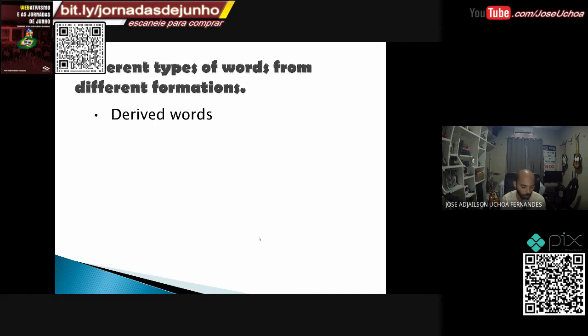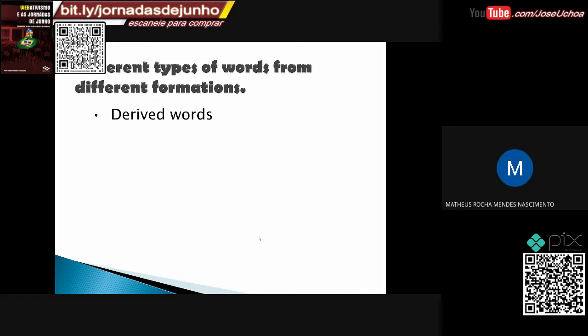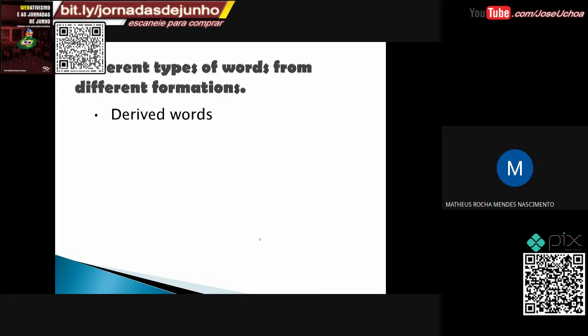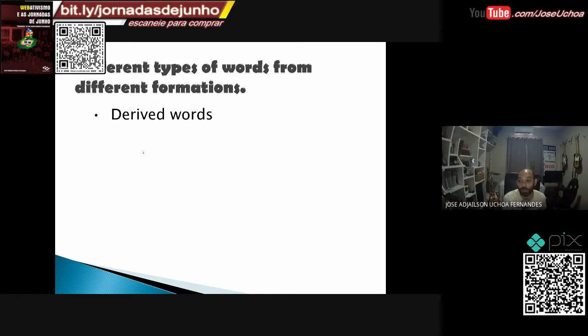Eu ficaria mais com a hipótese... Quem foi que fez a outra hipótese? Foi Matheus? Quem fez a hipótese que era inflexional? Peraí, deixa eu ver quem está falando, porque eu estou na tela do slide. Matheus, eu fiz a hipótese que era inflexão, e eu, Ana Luísa, que falei que era derivação.